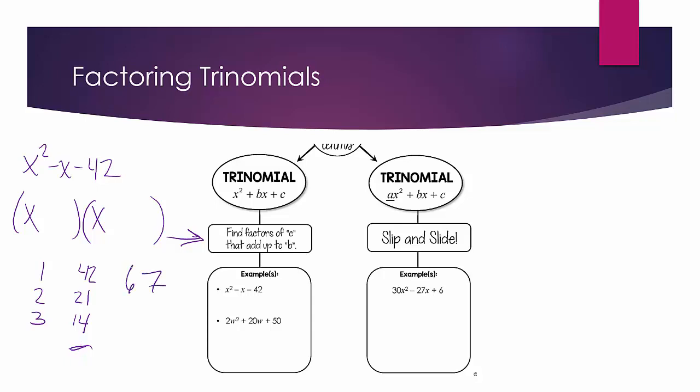Okay. So we need to pick the pair that would add up to a negative 1. There is a difference of 1 between 6 and 7. So I'm going to put my 6 and my 7 here. Now the question is, where does the negative number go? I need a negative 1. So I'm going to put the negative in front of the bigger number and the positive in front of the smaller number.